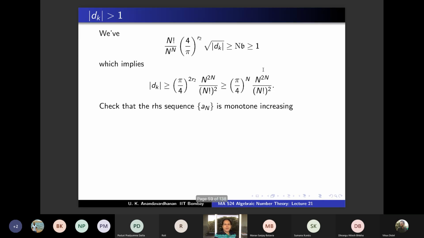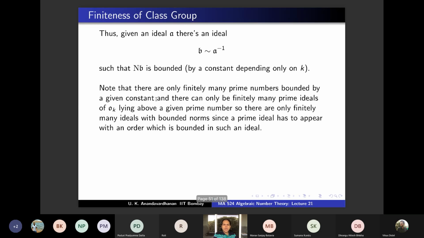So you get this. And you can check that this sequence, if you call this AN, this sequence is monotonic increasing, and A2 is already bigger than 1. So all these things are bigger than 1, strictly bigger than 1 if K is not Q. If K is not Q, then capital N is at least 2, and therefore dk is bigger than 1. Yeah, so that clears my mind here. I don't need to write this line here. This is unnecessary because this much is enough.